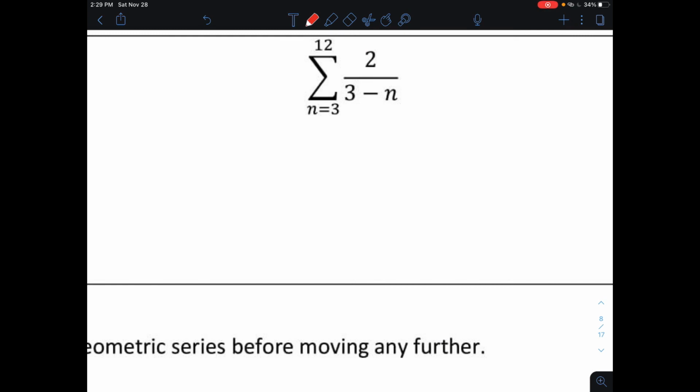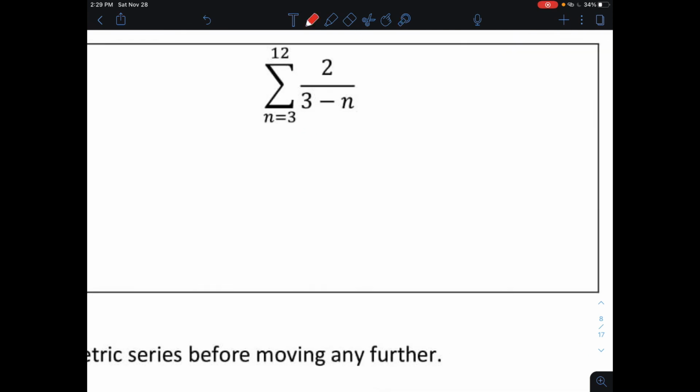We would have an issue if we were actually trying to find the sum here, because I would be summing terms starting with something that is undefined, since I would have 2 divided by 0. But we're not actually finding the sum, we're just practicing the process of rewriting with an index shift.